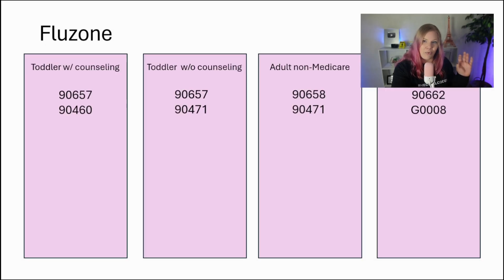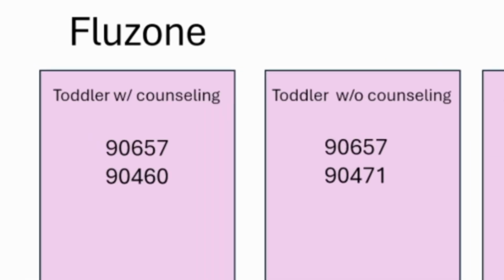But just to demonstrate, let's take a look at Fluzone. So even though this is the same brand of vaccine, because there's different recommended dosages for different ages, different insurance factors, and the counseling factor, that can all impact our code selection. So if we look here, if we have a toddler, one of the recommended dosages for the toddler would code to a 90647 for our Fluzone vaccine. But if we have that counseling documented, we would use a 90460 for admin.